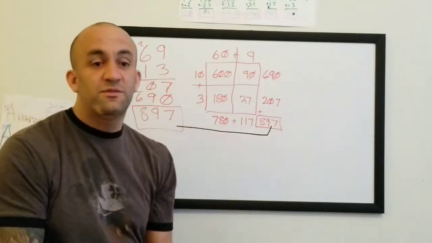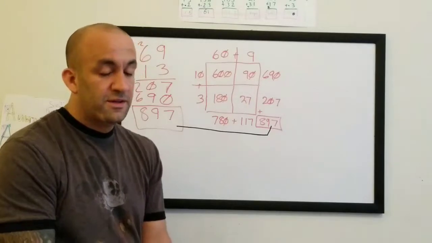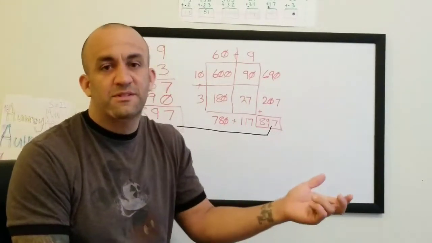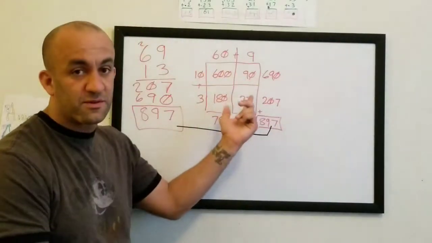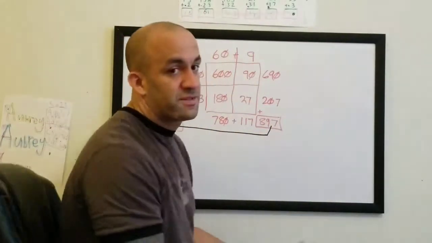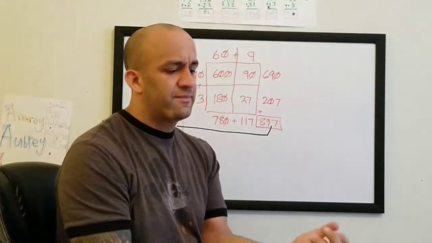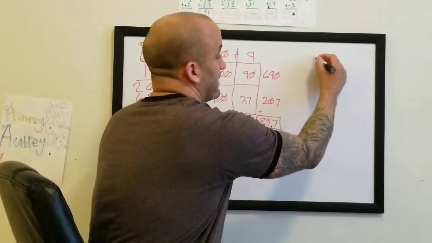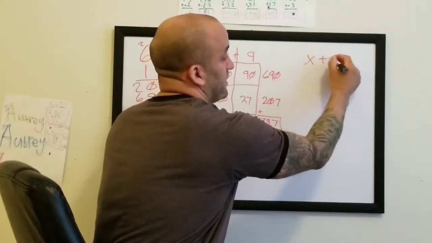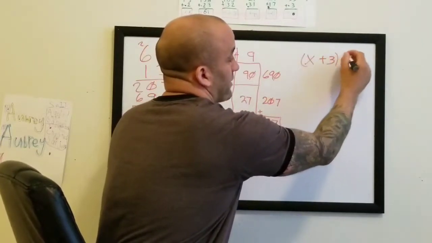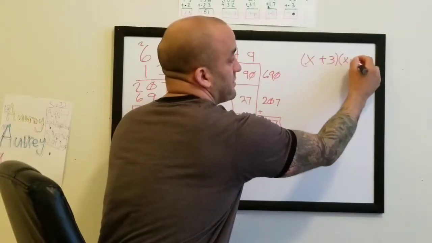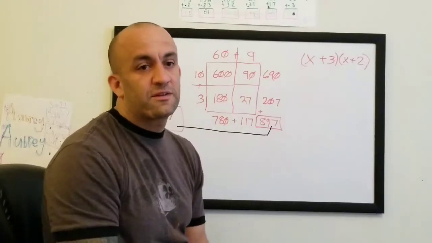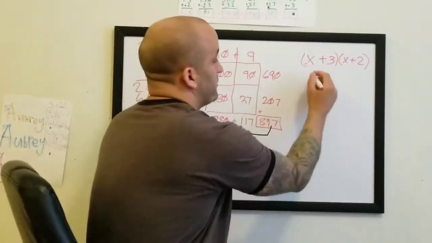Now let me relate this to basic algebra. First I'm going to use an algebra equation to solve it, and then I'm going to relate it back to numbers. In algebra, we're given a couple of terms and told to multiply them through and expand. So if we have x plus 3, and we're going to multiply it by x plus 2, we're taught a little thing called FOIL.